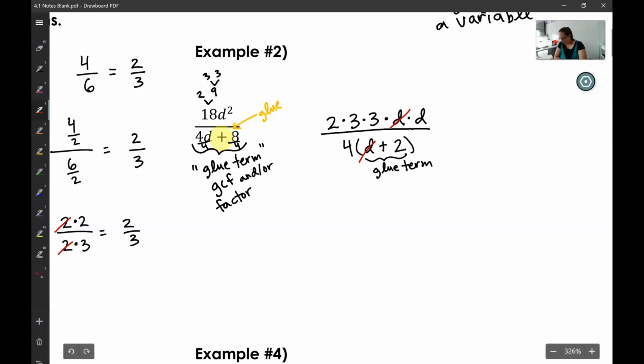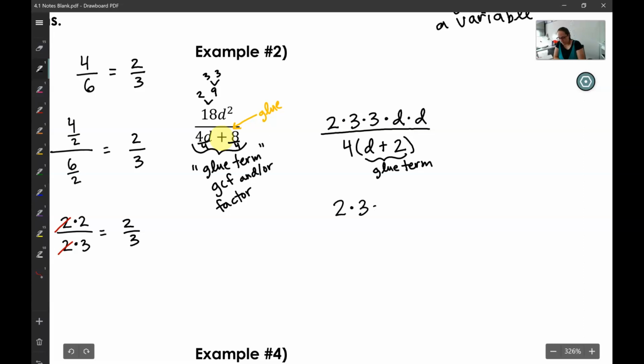Now some of you might be saying, okay, well let's get rid of that 2 and that 2 and that D and that D. I got rid of them together. They're all gotten rid of. Once again, that doesn't work. If you're going to get rid of that D plus 2, you have to get rid of the whole thing. So if there's a D plus 2 I want to get rid of, there has to be a D plus 2 on top that I am also getting rid of. And we'll see that in the next example. So I cannot get rid of that 2 or that D in that glue term.